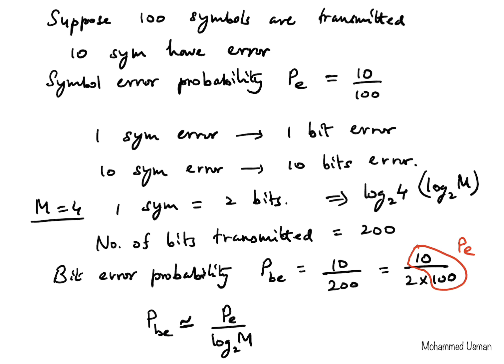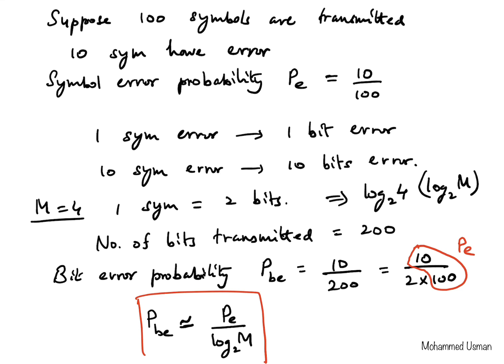So therefore we have this relationship between the bit error probability and symbol error probability. The general expression is given by this relationship for bit error probability and symbol error probability, or the relationship between these two terms. And generally the symbol error probability will be equal to the bit error probability for m equal to 2.